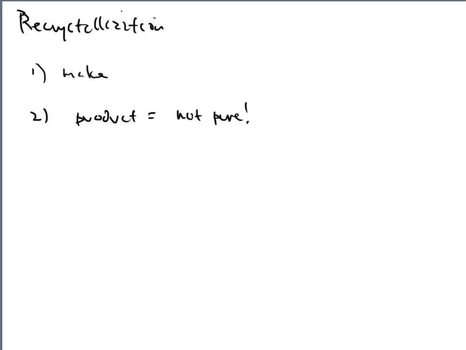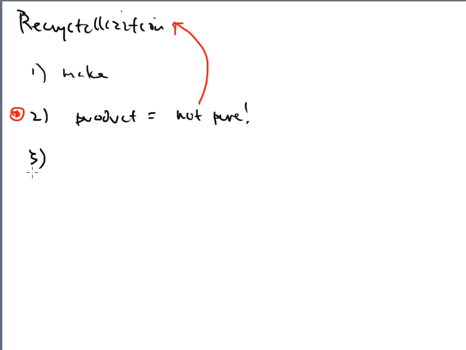And the problem is that I've just made a product. I have taken the time. I have followed the steps. I've done everything that I was supposed to do. And then I end up with this crappy product. And this product really needs to be cleaned up a little bit in order for me to use it. And that is the purpose of recrystallization.